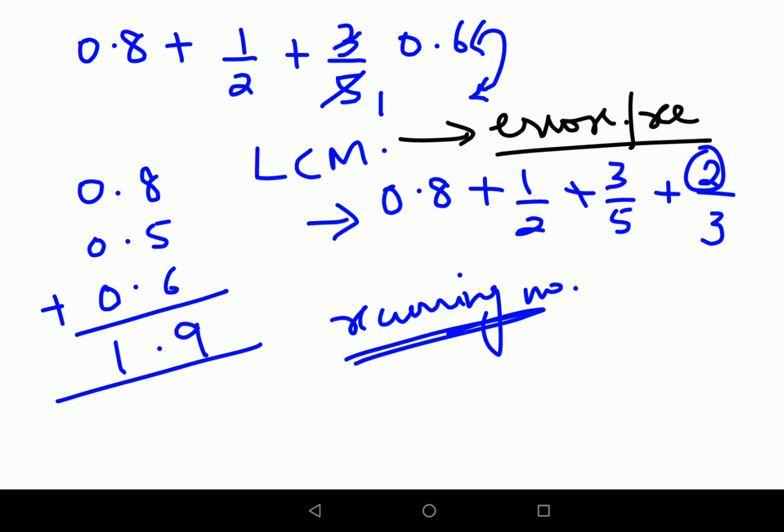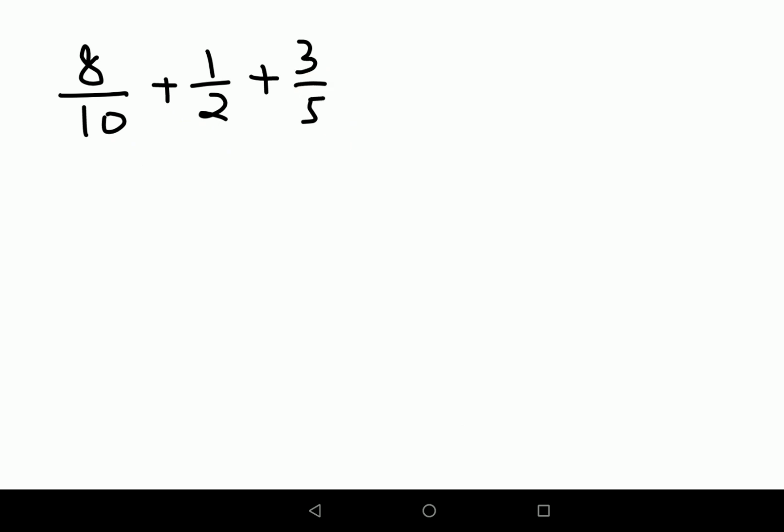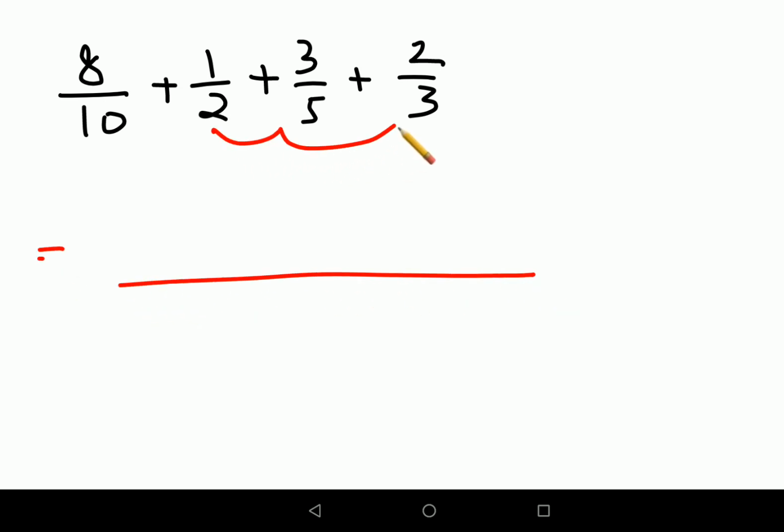That is why a lot of schools put a lot of emphasis on the LCM method. I hope this is very very clear to everyone. So for those of you who thought about how to do this, 8 upon 10 plus 1 upon 2 plus 3 upon 5 plus 2 upon 3 we had, right? In this case, I'll just quickly do this for all of you. Let's do this orally. So see, these all are prime. So we'll do 2 into 5, that is 10. 10 into 3 gets you 30. And if you see, 10 completely divides 30. So this is absolutely fine.